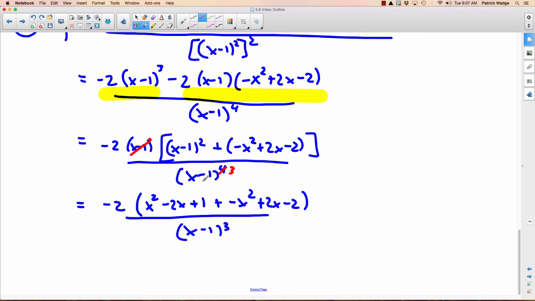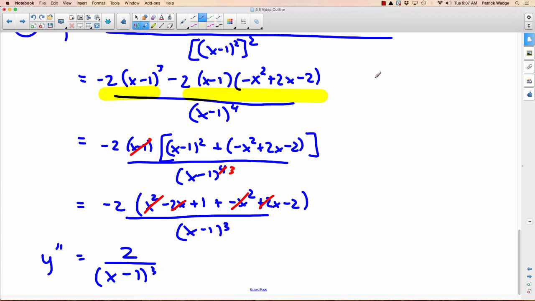And I think we get to cancel some stuff out. X squared, negative x squared. Negative 2x plus 2x. We have 1 minus 2, which is negative 1. Well, negative 2 times negative 1 just equals 2. So finally we end up with 2 over x minus 1 all cubed. This is our y double prime.